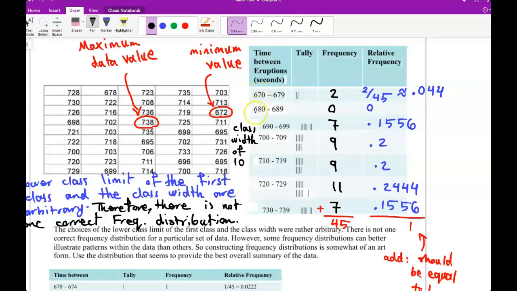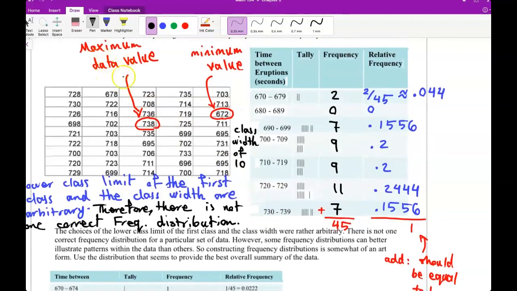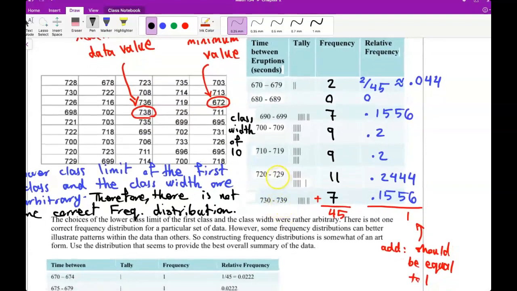So 670 plus 10 is 680, 680 plus 10, 690, and so on, up to here 720 plus 10 is 730. Then after that, you should see what is the maximum data value. Here it is 738, okay? And here we have 729. Again, I did the same thing, plus 10, we got 739. And we stop here because we already have all these numbers in these intervals. And also, we already have 7 classes.